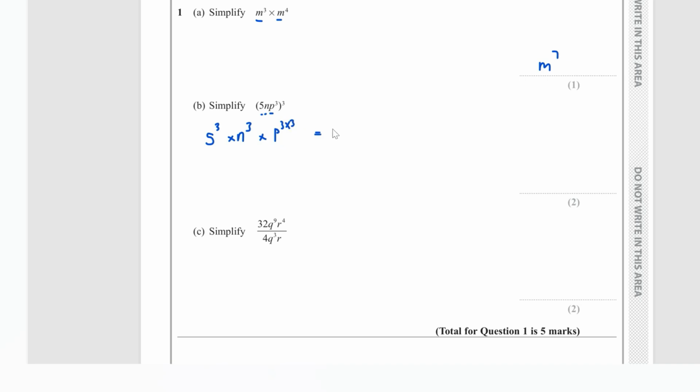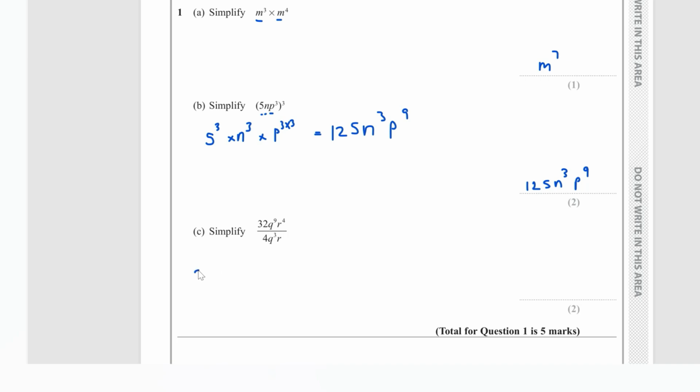So our final answer will be 125, n to the power of 3, p to the power of 9. For the last part of this question, we are dividing. So if we look at this, we've got integers, q and r. So a way to solve this question would be splitting this fraction up and dividing them one by one.